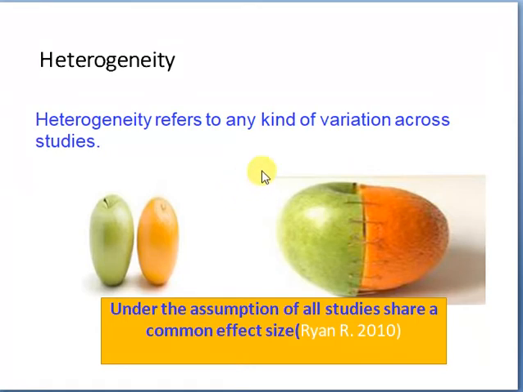Here is heterogeneity. Heterogeneity refers to any kind of variation across studies. That means we do have a lot of studies, and how heterogeneous are they? How do they differ from each other? Here we have two example apples. When we combine these two apples, they may have some difference and cannot be like an original apple. So this is called heterogeneity.